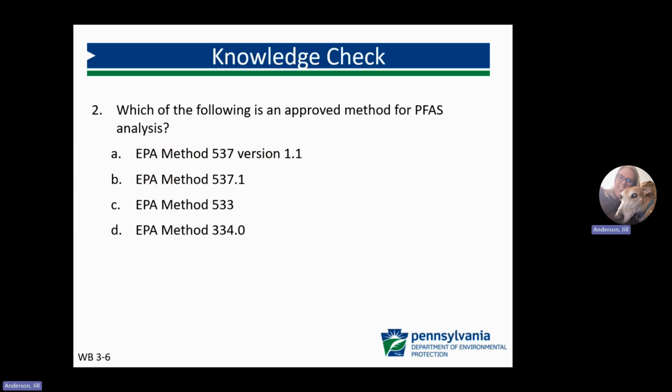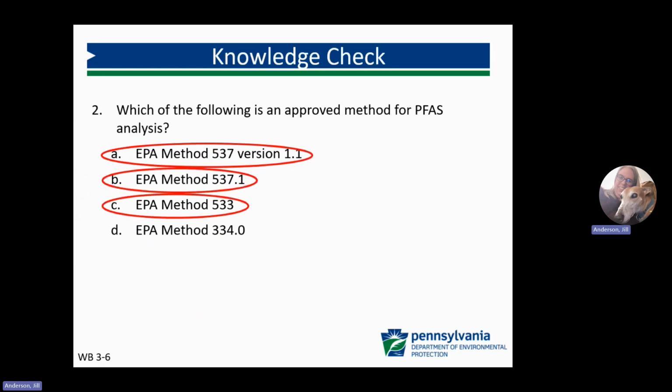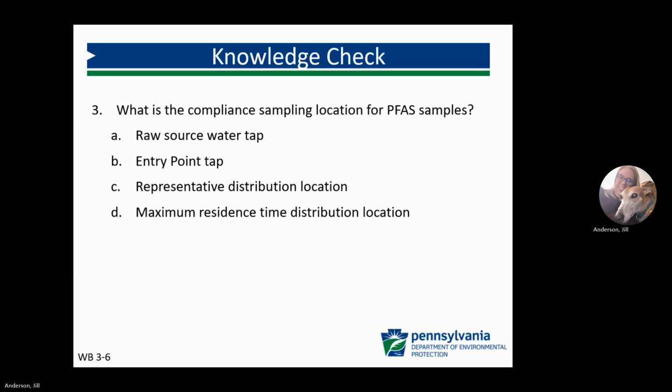Question 2, which of the following is an approved method for PFAS analysis? The correct answer is A, B, and C. These are the 3 approved methods in the PFAS MCL Rule regulatory language. As a side note, if you remembered that EPA method 334.0 is for residual chlorine analysis, great job. Question 3. What is the compliance sampling location for PFAS samples? The correct answer is B, entry point tap.